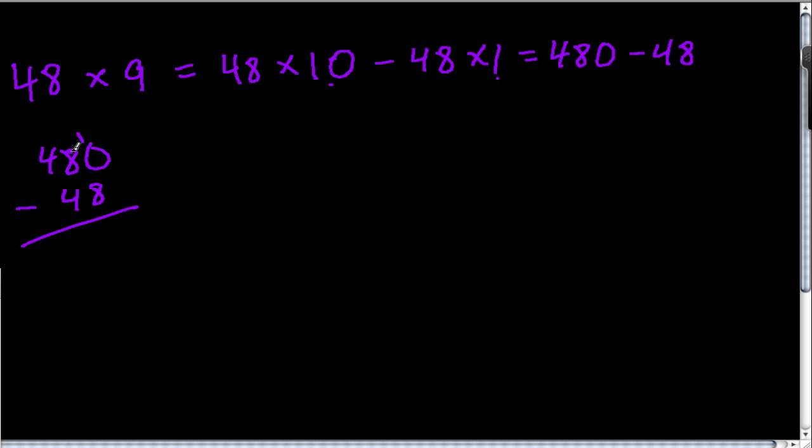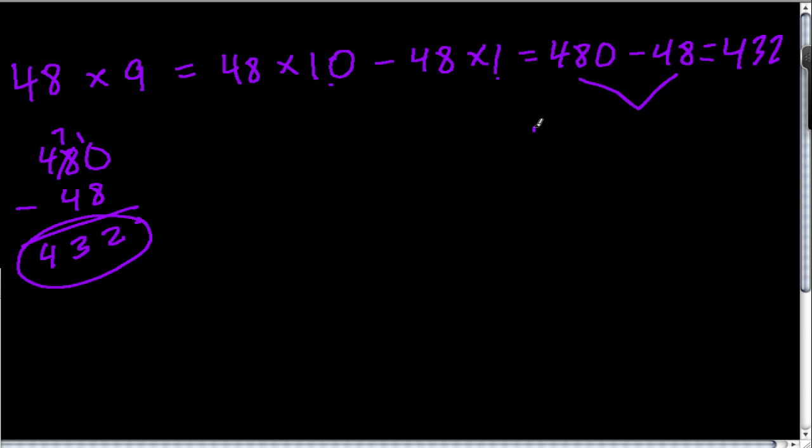So it would be 480 minus 48, borrow one group of tens, so 10 minus 8 is 2, 70 minus 40 is 30, 400 minus nothing is still 400. So it's 432. And I would actually probably solve this if I was thinking about it. I would take the 40 away first in my head, because I'm taking 48 away, and then take away the extra 8. So 480 minus 40 is just 440, minus 8 is 432.